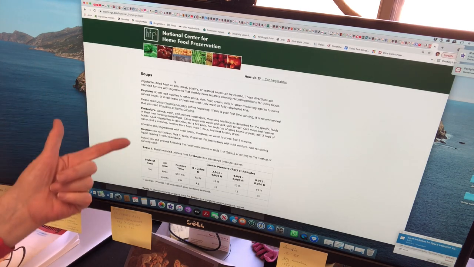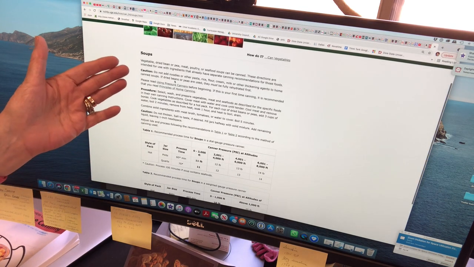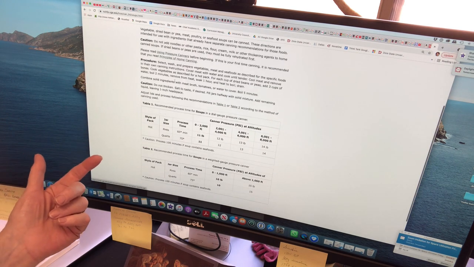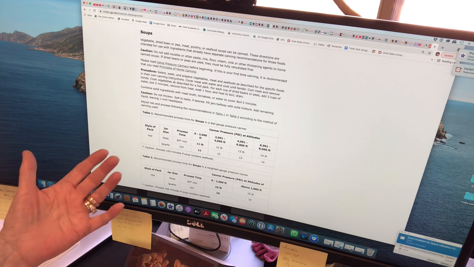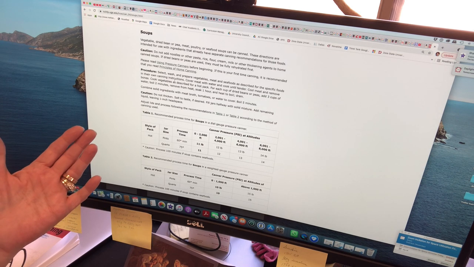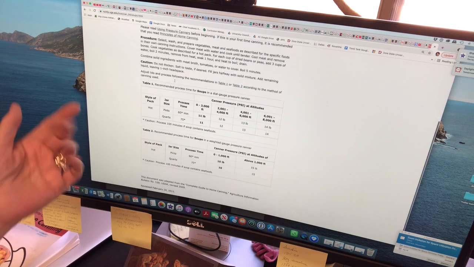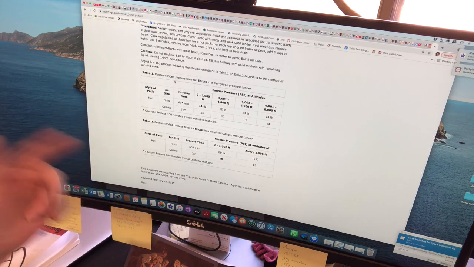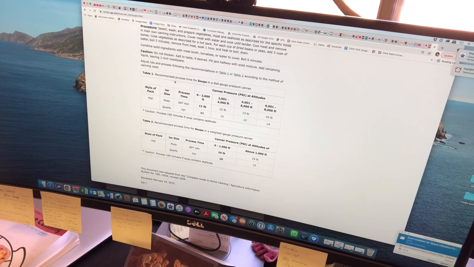So it says soups right here, and it's giving you an idea of the different ingredients that you can use in soups. And you can make your own recipe as long as they're sort of similar to this. And then again, here is pressure canning, and it is only hot pack. So this is a very valuable resource for locating tested recipes.